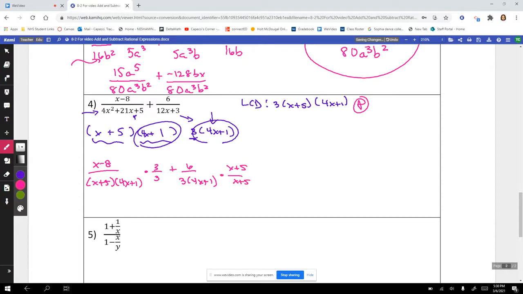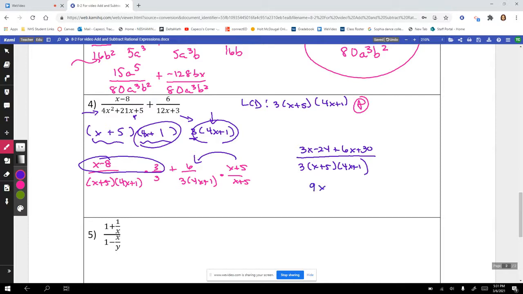Now, so I don't have to write that whole denominator 2 more times, I'm just going to kind of simplify everything together. So I have 3's in the front, and I have x plus 5, 4x plus 1. If I multiply through that 3, I get 3x minus 24. Then I get plus 6x plus 30 when I multiply my x plus 5 through. So I'm going to combine what I have, and I'm left with 3x plus 6x gives me 9x. And I have plus 6 all over 3 times x plus 5 times 4x plus 1.